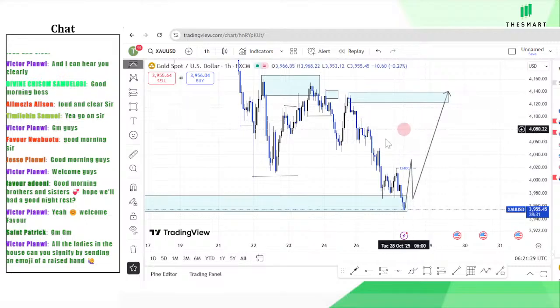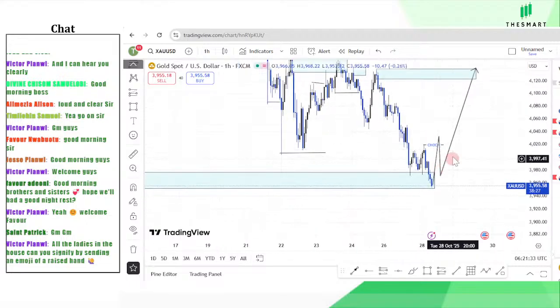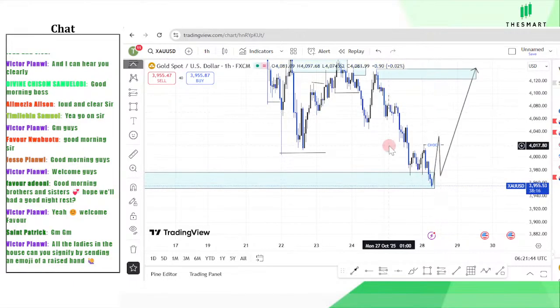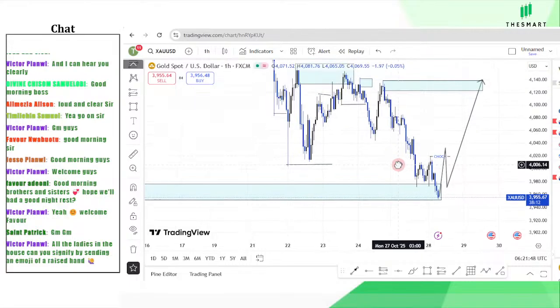So this is what we are looking at for gold. So for now, all fingers crossed, we have no business taking any trade yet, in as much as we are sitting on a demand zone or within a demand zone. We want to get confirmation before taking the price to the upside. So that's what we have for gold this morning or for this week.